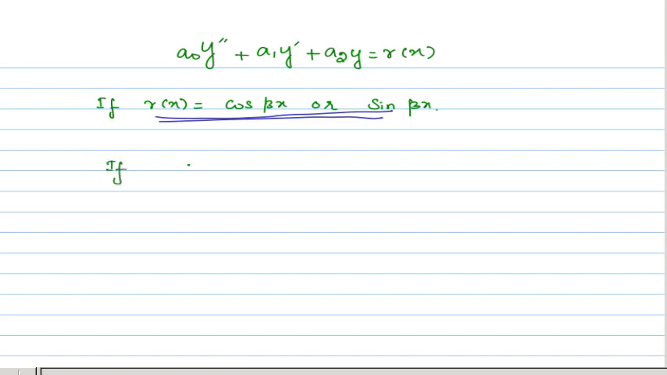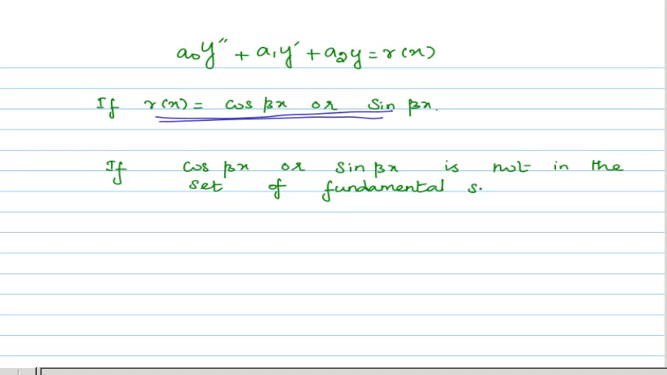Now, first case: if cos beta x or sine beta x is not in the set of fundamental solutions, your yp, that is your guess for the particular integral, is yp equals c1 times cos beta x plus c2 times sine beta x.